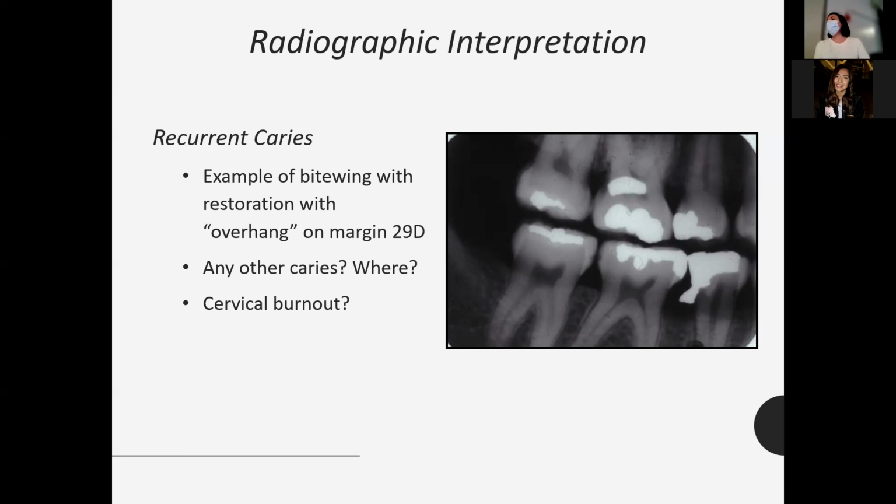Recurrent decay. So you can have recurrent decay under all sorts of margins, but this is obvious. Let's talk about a wing. Here's a massive wing of an overhang. And so something like this is going to trap a lot of bacteria, and so you can get a lot of recurrent decay.